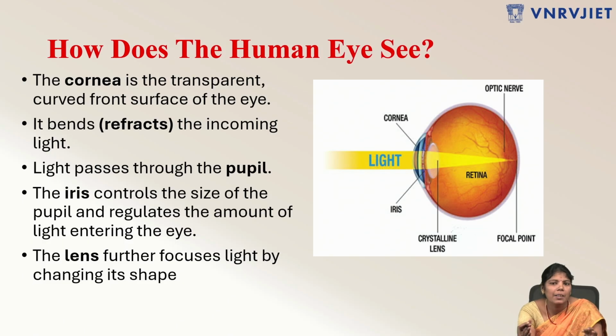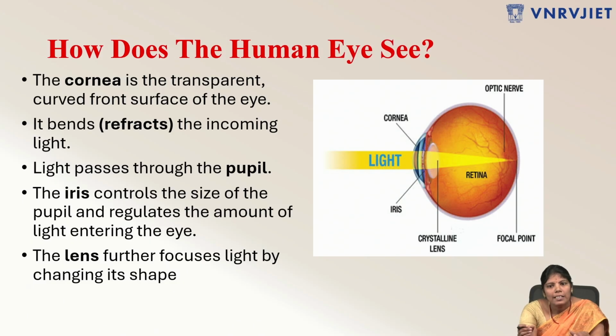The next layer of the eye is the pupil. The pupil is surrounded by the iris. How does the iris help the pupil? Based on the intensity of the light: if the intensity is low, the pupil will enlarge; if the intensity is high, the pupil will contract. In such a way the iris helps the pupil, and the pupil focuses that light onto the retina. In that we also have the lens.